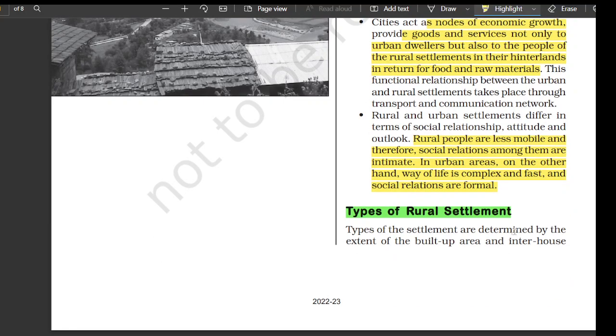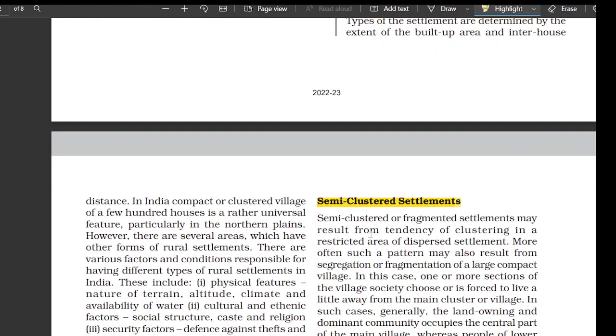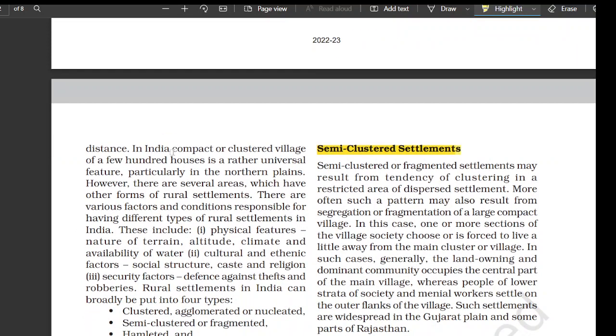Types of rural settlement. Types of settlement are determined by the extent of the built up area and inter house distance. In India, compact or clustered village of a few hundred houses is a rather universal feature, particularly in the northern plains. However, there are several areas which have other forms of rural settlements. There are various factors and conditions responsible for having different types of rural settlements in India.